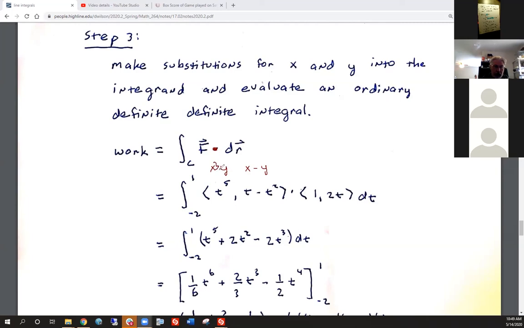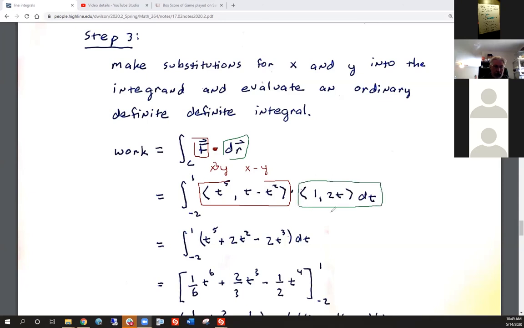So remember, x is equal to t. So this would be t cubed times t squared. That's where the t to the fifth comes from. X is equal to t, y is equal to t squared. And all this stuff is our f. Then we come in here and we replace our dr with 1 comma 2t dt.